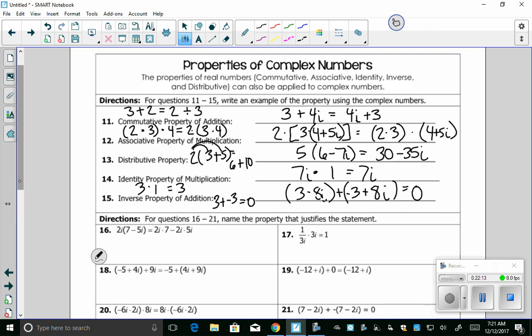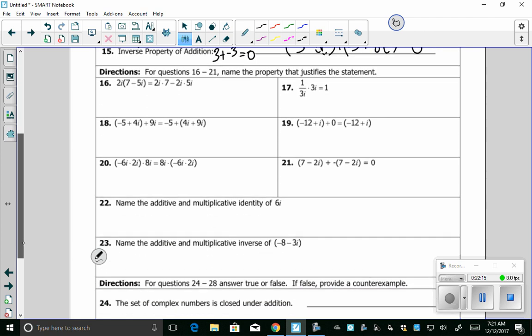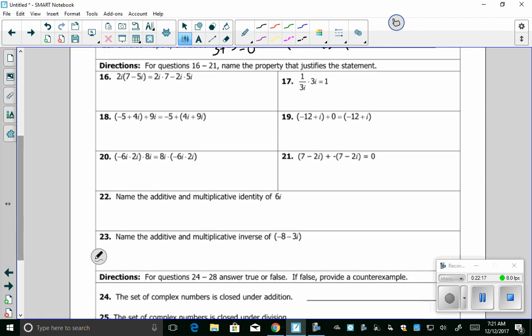So let's look at some examples. For each question, 16 through 21, name the property that justifies the statement. So 16, I had 2i on the outside, and it looks like they did 2i times 7, and 2i times negative 5i, well, distributive property.